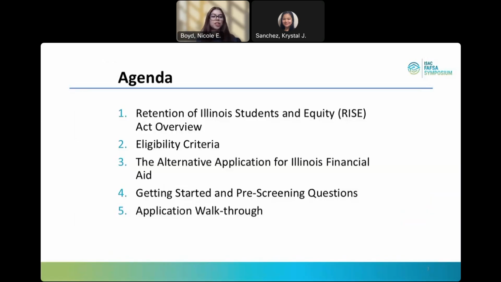So here's what our agenda looks like for today. We will start out with an overview of the Retention of Illinois Students and Equity Act, also commonly referred to as the RISE Act. We will get into the eligibility criteria for the RISE Act, and then we will, of course, be talking about the alternative application for Illinois state financial aid. We'll take a look at getting started and answering those pre-screening questions for the alternative application, and then we will do a walkthrough of the application.